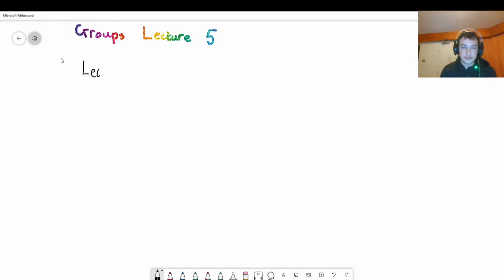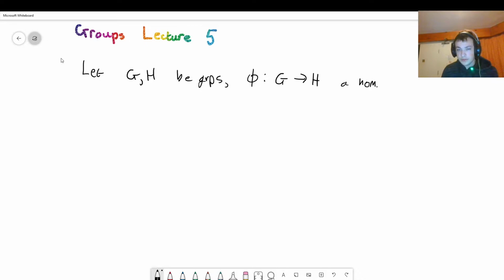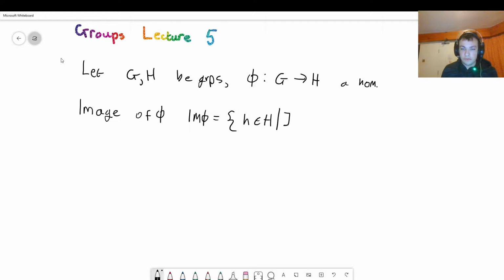So if we take two groups, G and H, and some phi from G to H, a homomorphism of groups, then we can define the image of phi as this set, im phi, which is the set of all elements h in H which can be reached from G. So there exists some g in G such that phi of g is equal to h.